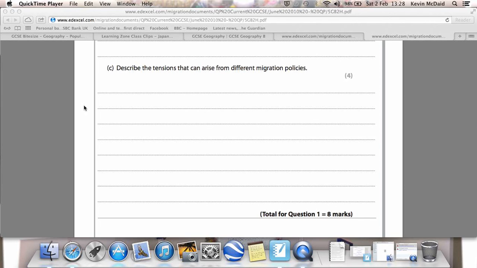And feel free to go back onto the Edexcel website. There's plenty more of these example papers on the website. Give them a go, give them a practice. Okay?